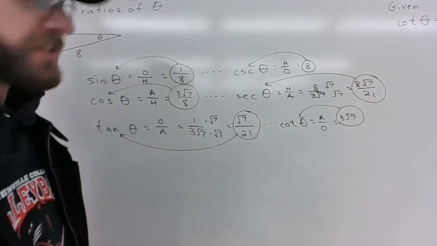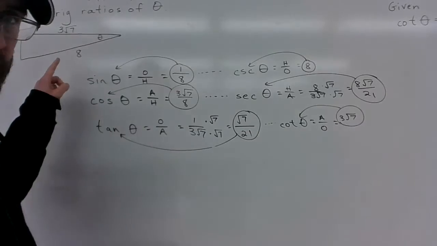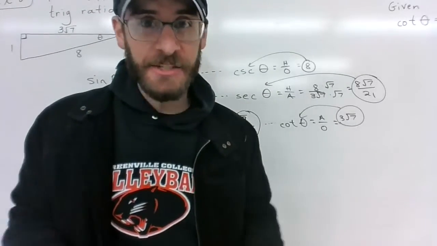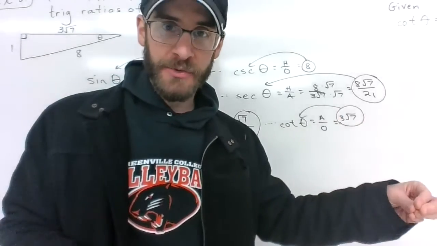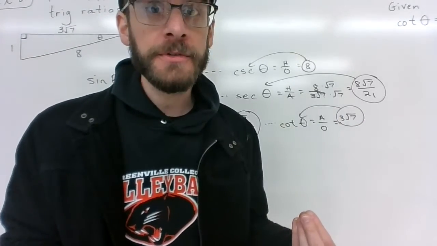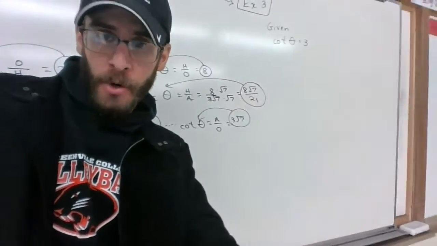Anyway, so this is number 1. These are the 6 trig functions. Just make sure you know how to find the unknown side in simplest radical form. I don't want to see any decimals in your final answers when we're finding the 6 trigonometric ratios of theta. No decimals. Okay. Now, that's not the only way I can pose a task.